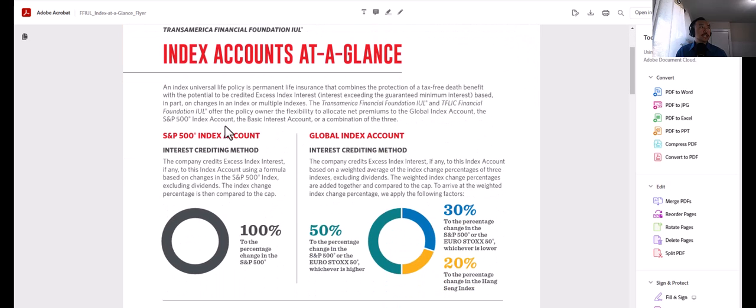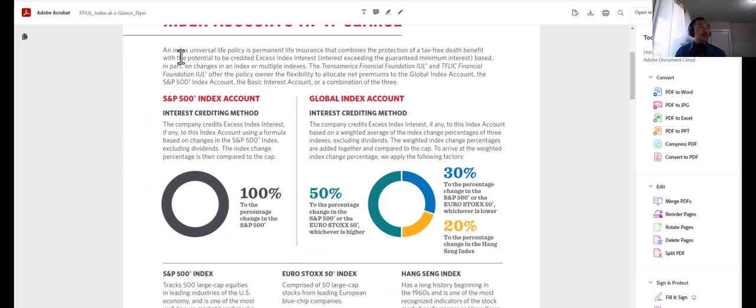So in this brochure, when you click on it, it explains the two indexes that your cash value can be linked to. The first one is the S&P 500. If you choose this index, then 100% of the cash value will be mirroring or linked. Again, not in the market, but actually just mirroring or linked. They're just using these indexes as a way to credit your interest, if that makes sense.